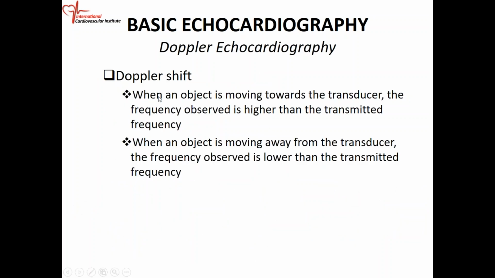So when an object is moving towards the transducer, now we have to relate this to ultrasound. Our ultrasound probe is like the observer at the train station. And then you have the moving blood. The moving blood may be traveling towards the transducer, which is essentially the observer, or it may be moving away from the transducer. So remember, when we do Doppler, we're looking for motion. That's what Doppler detects, motion, and you're going to get a plot of velocity against time. Okay?